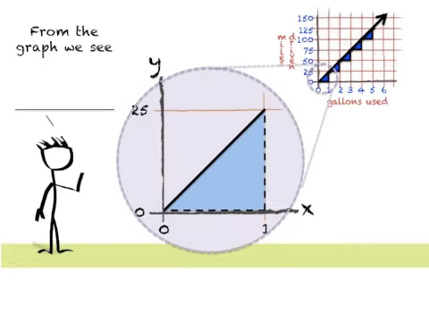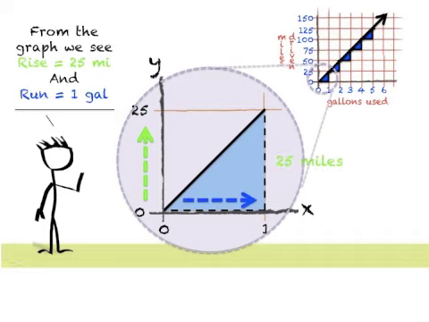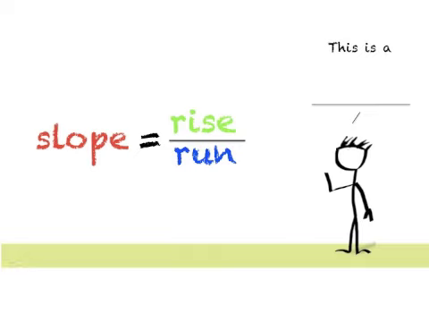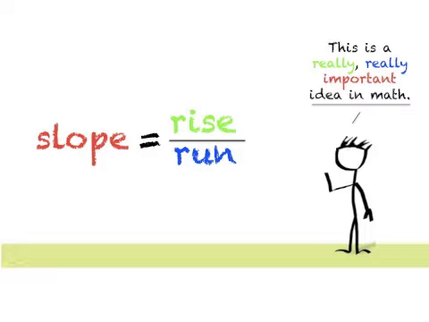By looking at the graph, we see that rise is equal to 25 miles and run is equal to 1 gallon. Here's the slope for my gas mileage: 25 miles over 1 gallon. We can simplify this to say the slope equals 25. Slope equals rise over run. This is a really important idea in math.